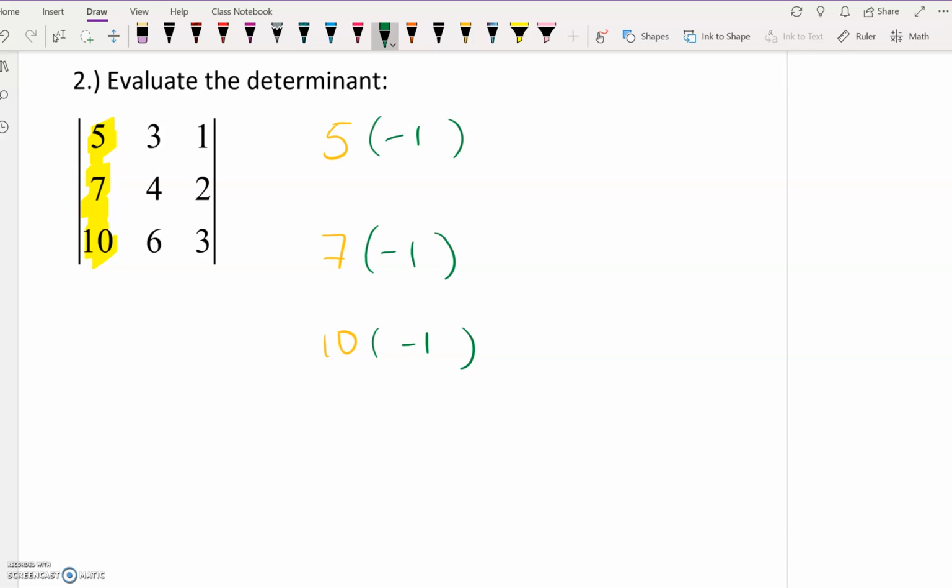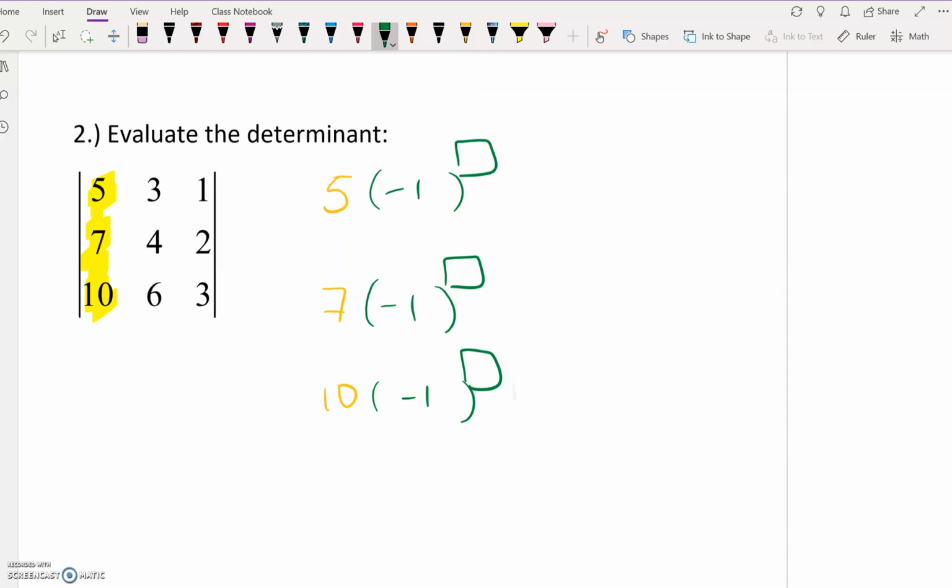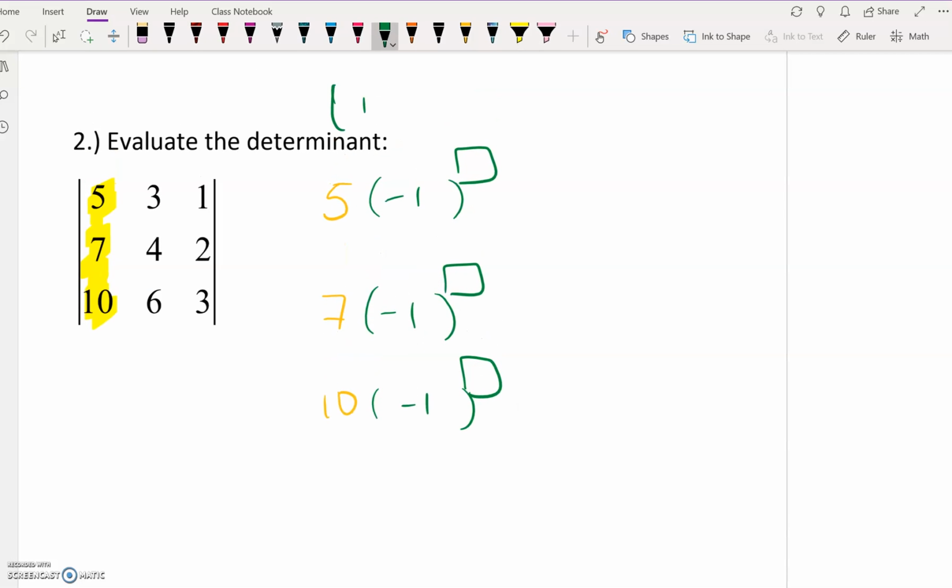Remember, we have the number, then we have -1 raised to a power. And remember that the power that -1 is being raised to is the row plus the column. So if I look at 5, 5 is in row 1, column 1, so 1 plus 1 is 2. 7 is in row 2, column 1, 2 rows down and first column, so that's going to be a 3. 10 is third row, first column, so 3 plus 1 is 4.